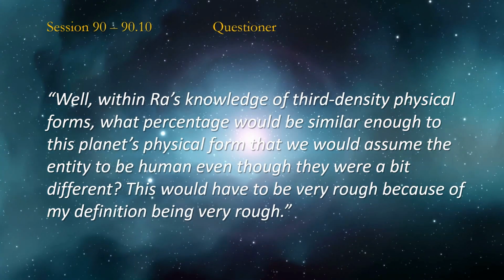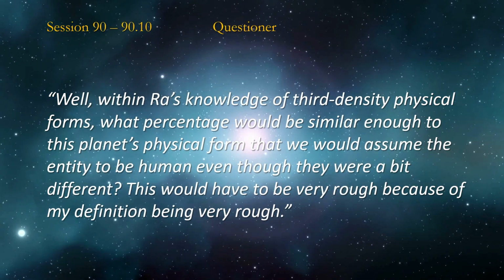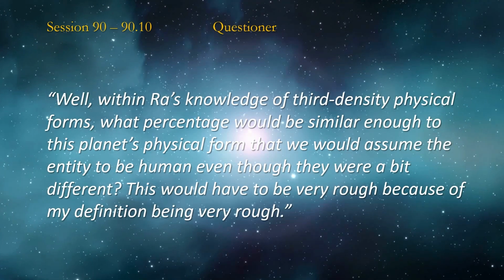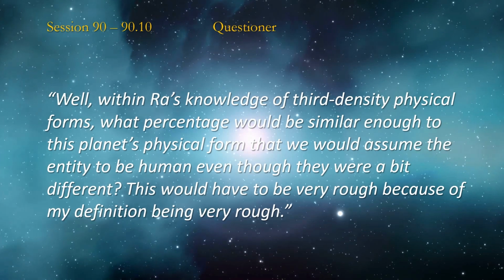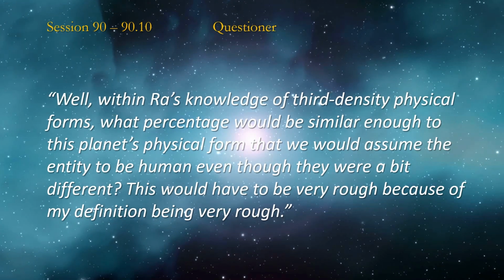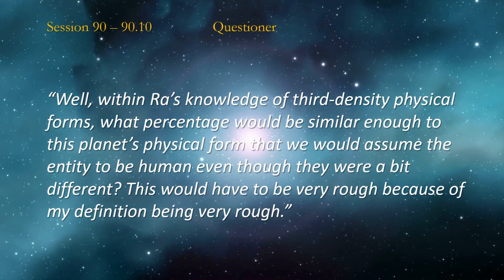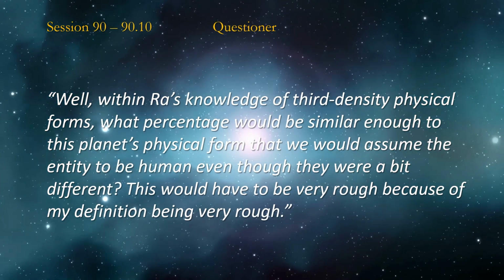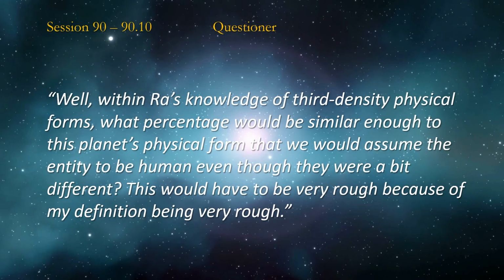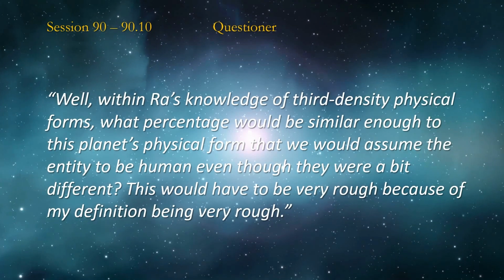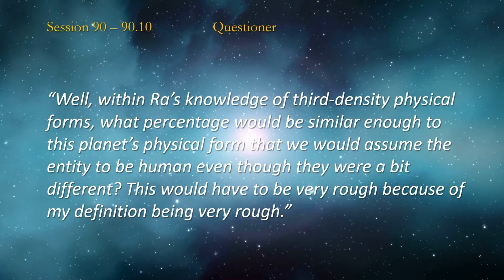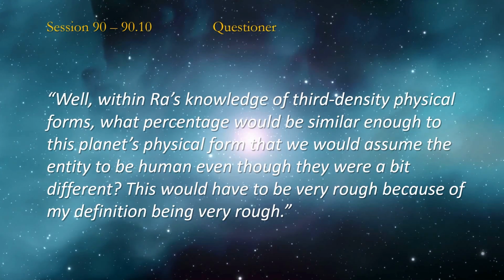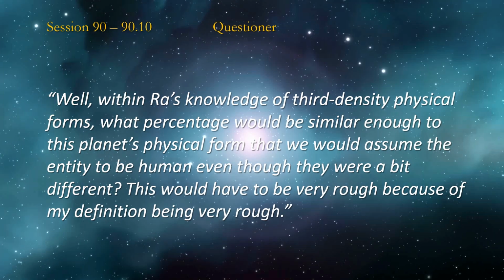Don says in question 10, well, within Ra's knowledge of third density physical forms, what percentage would be similar enough to this planet's physical form that we would assume the entity to be human, even though they were a bit different? This would have to be very rough because of my definition being very rough. Again, now he's expanding and saying, well, what if they look a little bit like us, but different, not exactly like us?